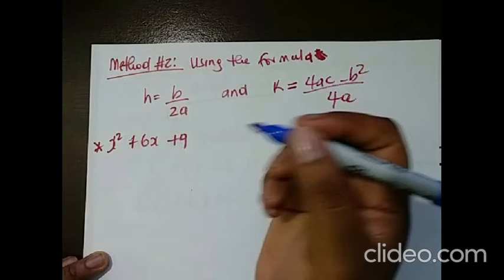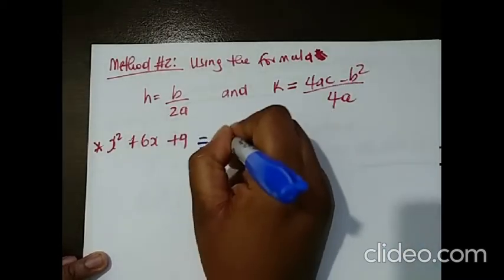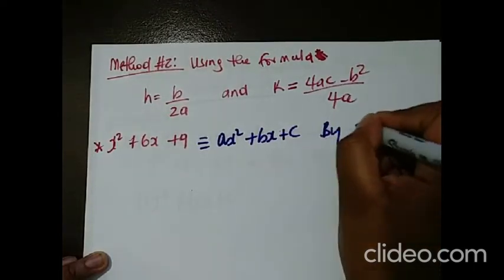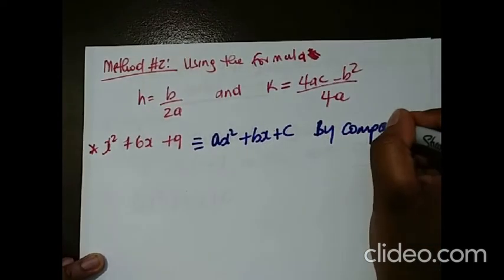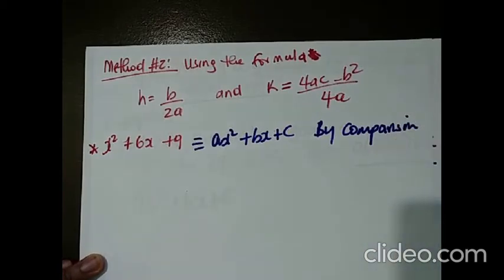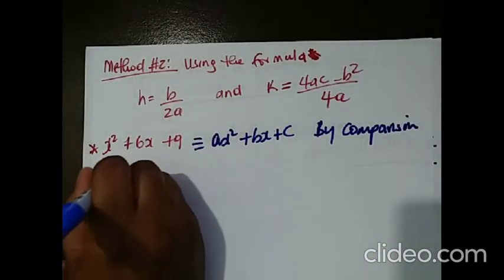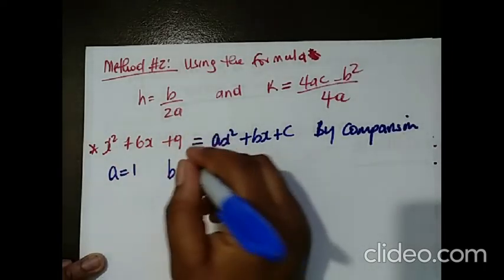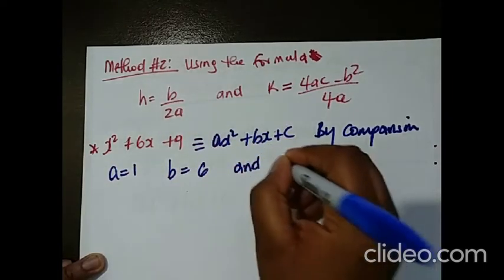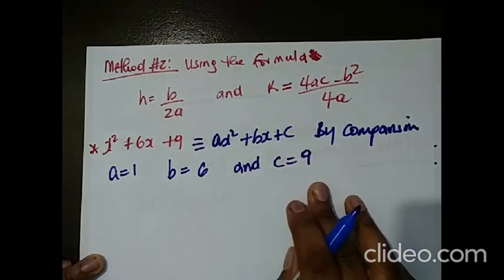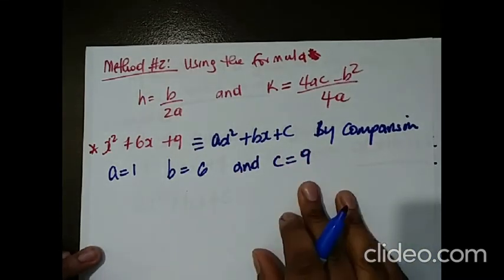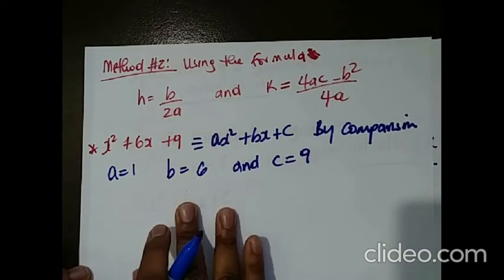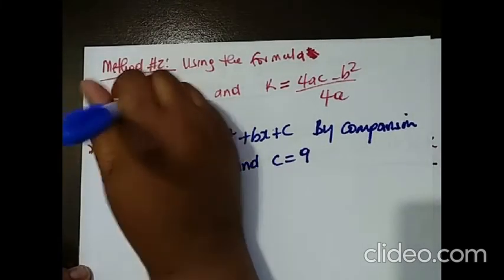And remember from our last video, we said that by comparison, a is equal to 1, b is equal to 6, and c is equal to 9. Now we can go ahead and substitute the values of a, b, and c in the formulas here.